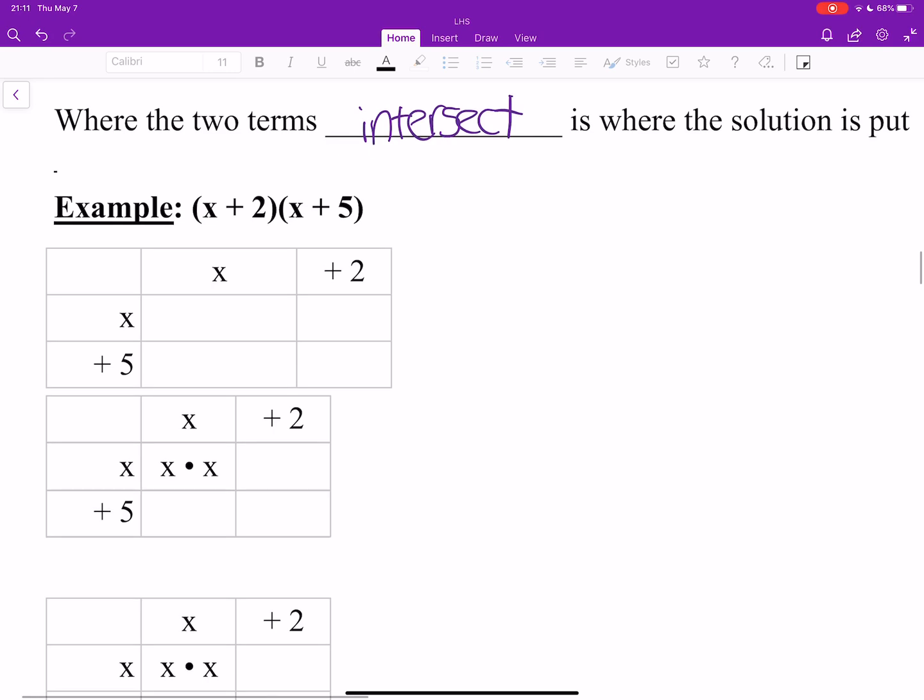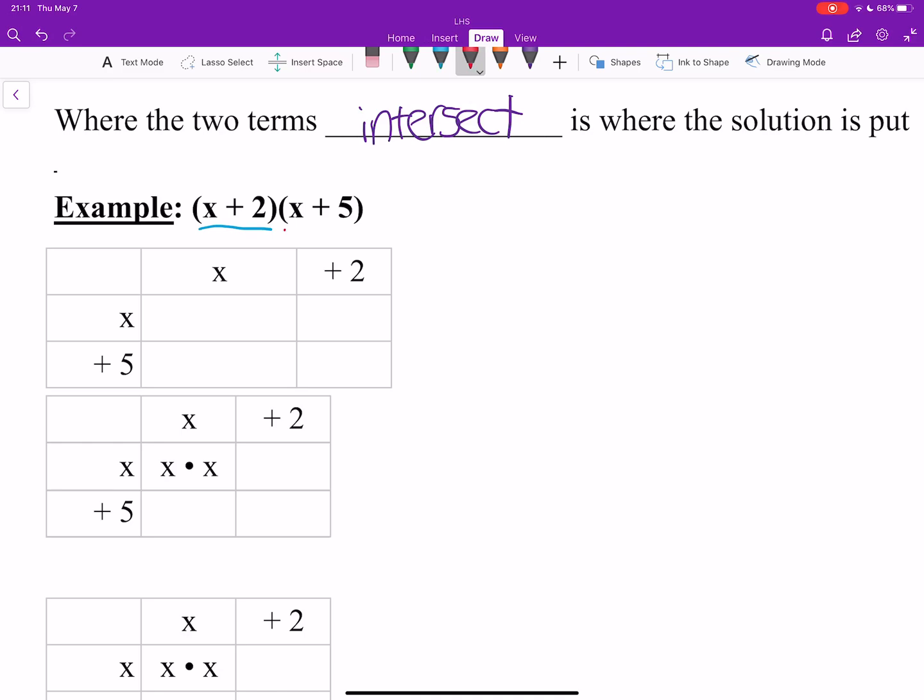So for example here, I'm multiplying these two binomials, the quantity x plus 2 times the quantity x plus 5. This is just from your notes that you can get on Canvas. It looks a little out of order here once I transferred it from a Word document into OneNote, but you'll kind of get the general principle.